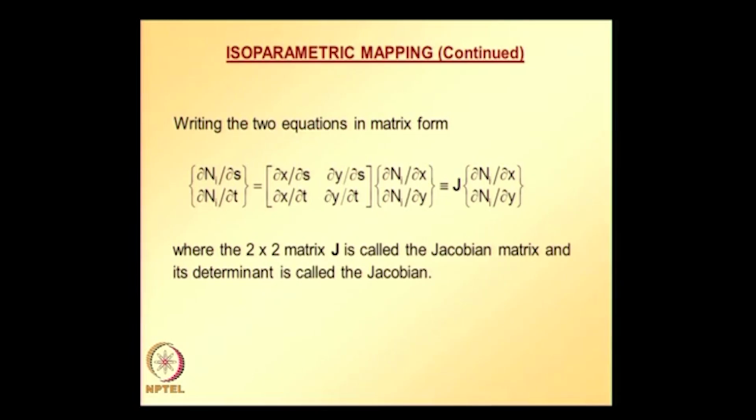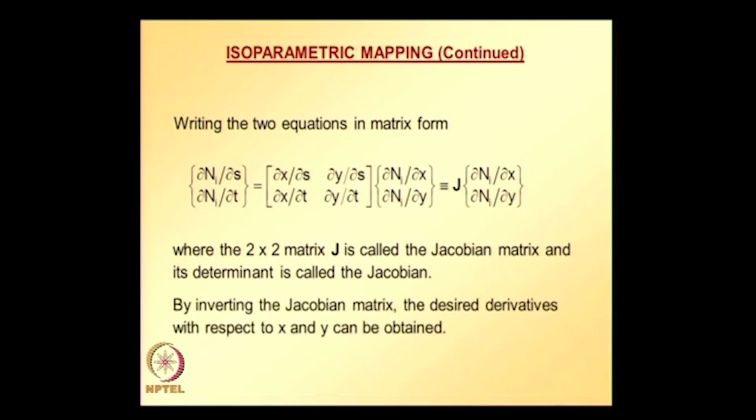We have this relation: if we know the derivatives of shape function with respect to s and t, we can easily find the derivative of shape function with respect to x and y and vice versa. And here if you see this equation, if we know the derivatives of shape function with respect to x and y, this relation gives shape function derivatives with respect to s and t, and if we invert this by inverting Jacobian matrix, the derivatives with respect to x and y can be obtained.